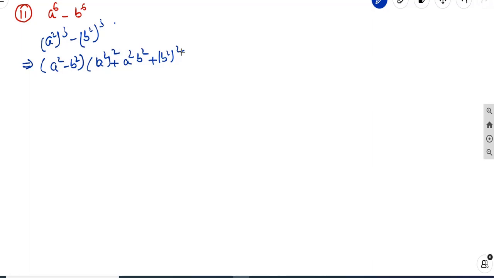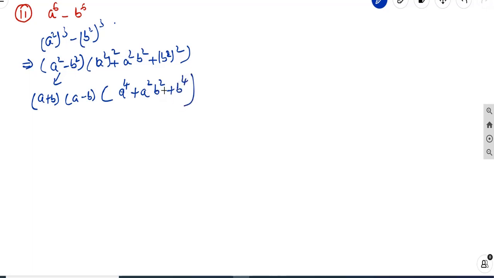Okay, square. So if I close this, this one I can apply the identity a square minus b square. So how can I write this identity? A plus b is one term, and one more term I can write as a minus b. Open the bracket. So this is a to the power of 4 plus a square into b square plus b to the power of 4.